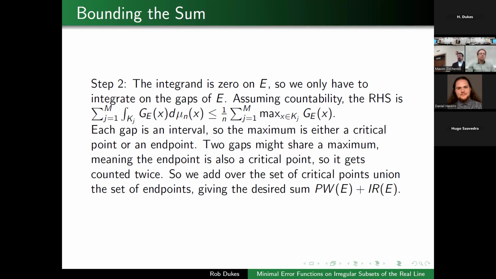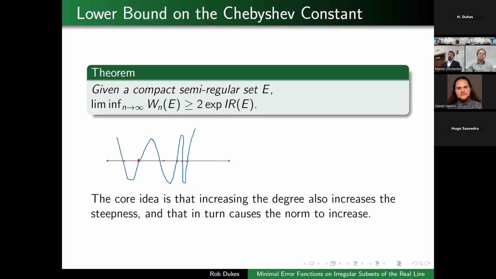So the upper bound stuff is largely an extension of what Dr. Zinchenko and others have already published, with this new question of what about the irregular points. It's a very similar proof. The lower bound was a lot more original.